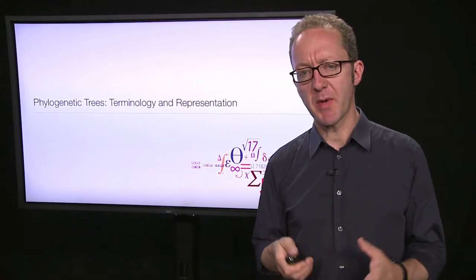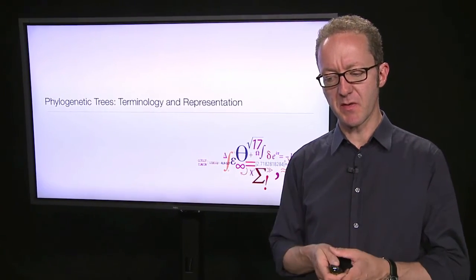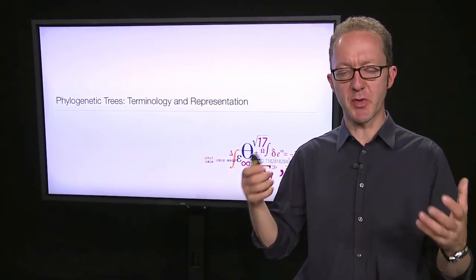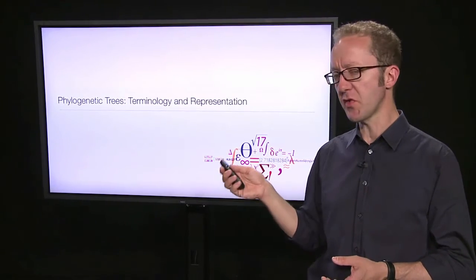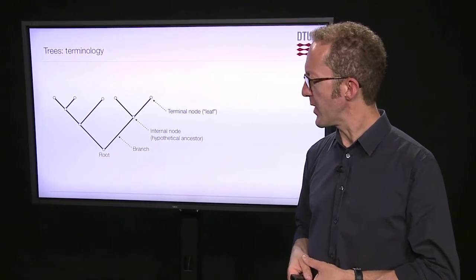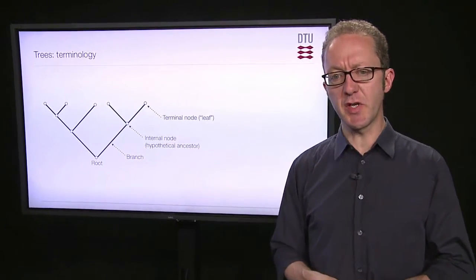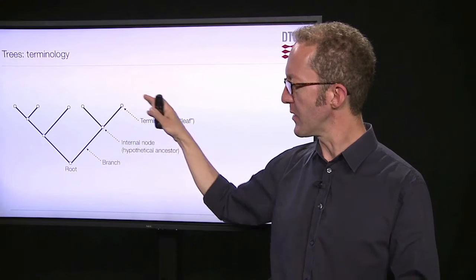Before we start talking about how to build phylogenetic trees, we need to get some things in order about terminology and about the graphical representation of trees. So let me just talk a bit about that. In evolutionary biology, when we talk about phylogenetic trees, we typically represent them in this graphical manner.